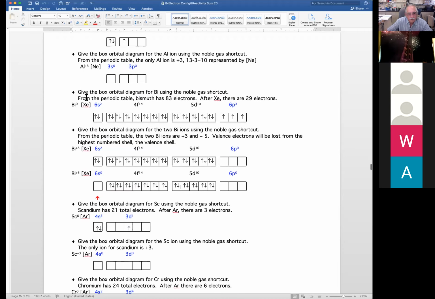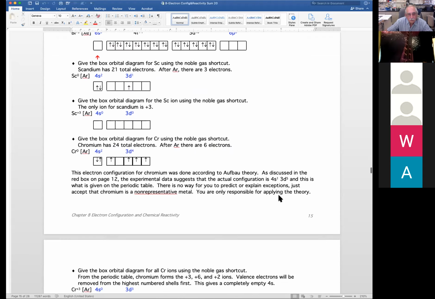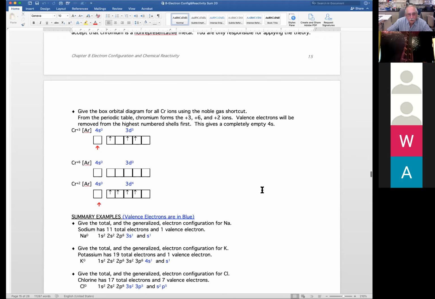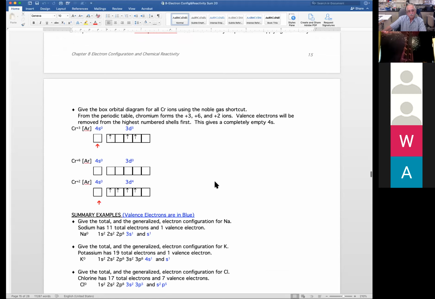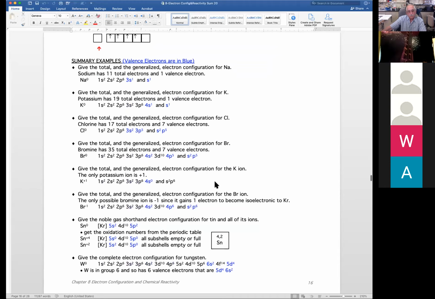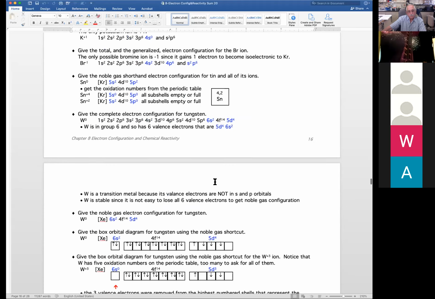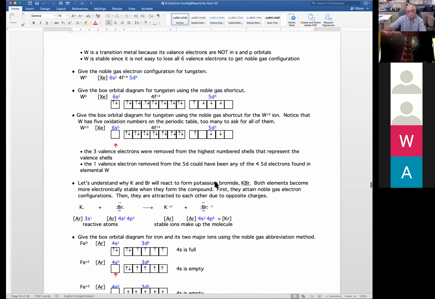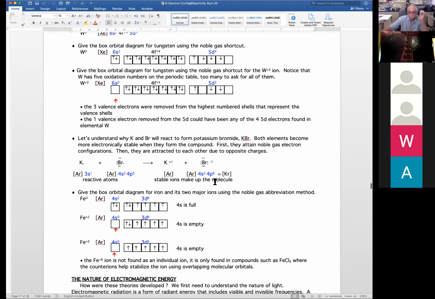So I did it for bismuth. I did it for scandium. I did it for chromium. All the chromium ions. Okay. And then I have a whole bunch of summary examples over here. So a lot of practice right here because a lot of this stuff is actually pretty difficult to do. And here's another kind of an important example over here.